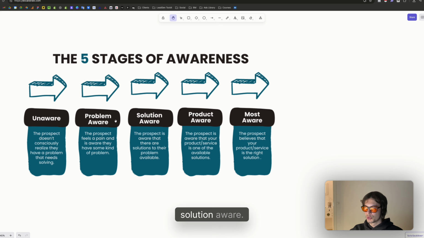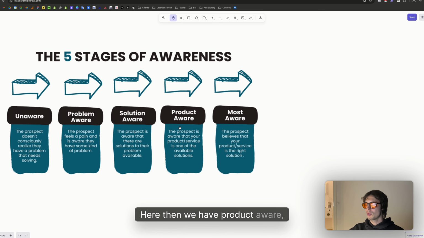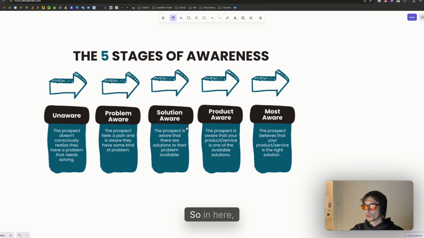It's going to be in problem aware and solution aware, those two right here. Then we have product aware, which is the prospect is aware that your product or service is one of the available solutions. So in here, I don't know, for example, that there is the THC gummy. I know there is the tea.